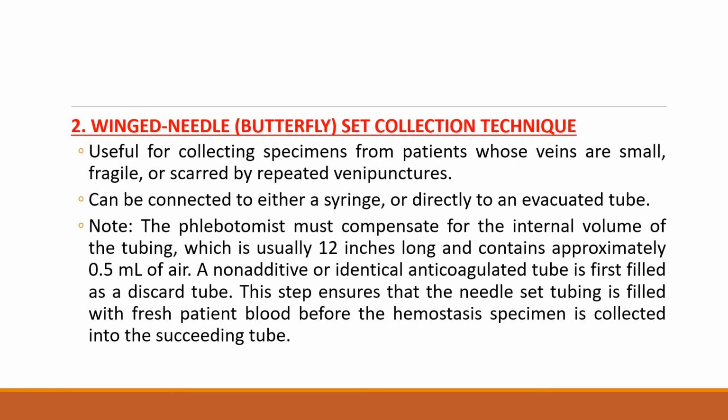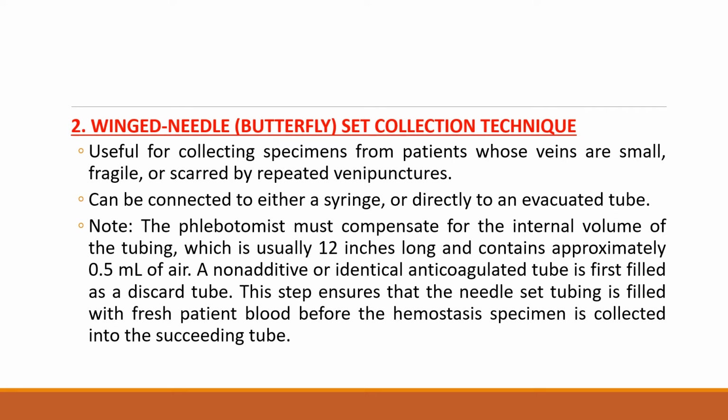The next alternative method for collecting the sample is what we call the winged needle or the butterfly set collection technique. This is useful for collecting specimens, especially if your patient has veins that are small, fragile, or scarred by repeated venipuncture. So you can use the winged infusion set to collect the sample. The set can be connected to either a syringe or directly to an evacuated tube. So basically, you can go for the open system or closed system when using this alternative method.